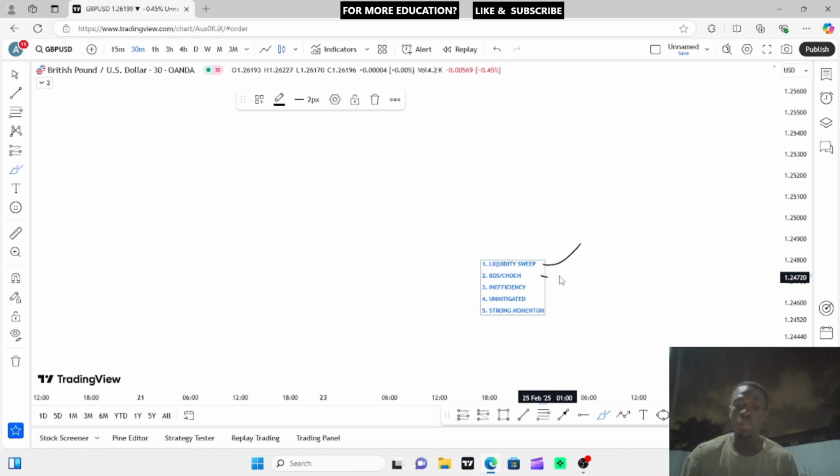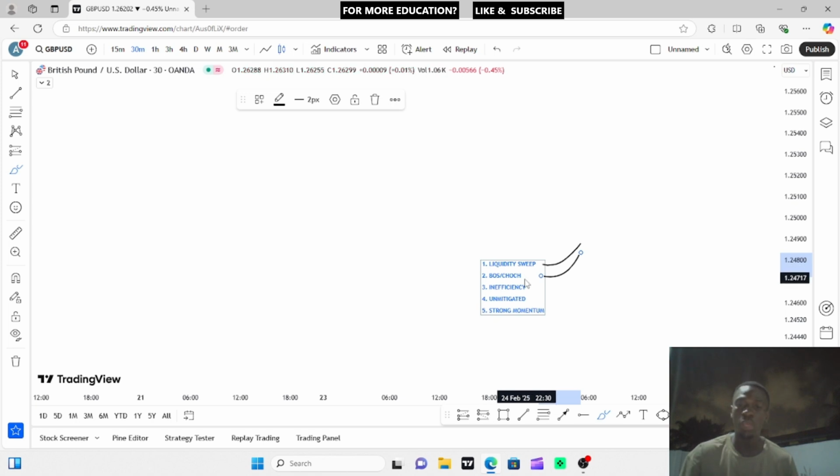Now the push should lead to a break of structure. The second one is break of structure or change of character. The push that leads to the formation of that order block should lead to a break of structure or change of character. If that market push doesn't break structure or change character, the order block is not valid.